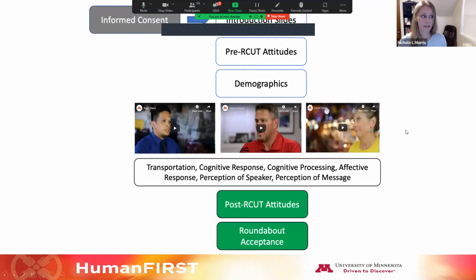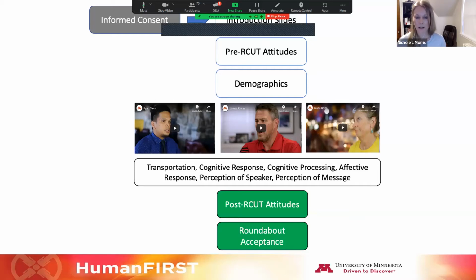And in the study, they went through informed consent. We gave them an introduction slide, and then we assessed their RCUT. So again, we kind of have to tell them a little bit about what an RCUT is, and then ask them, do they think it's a good idea or not? We had our demographic information, and then they were randomly presented with 3 testimonial videos.